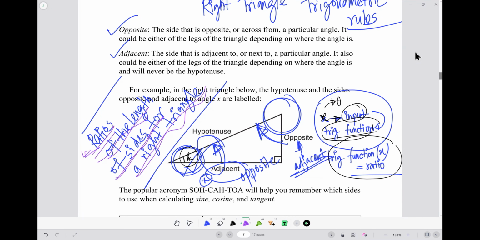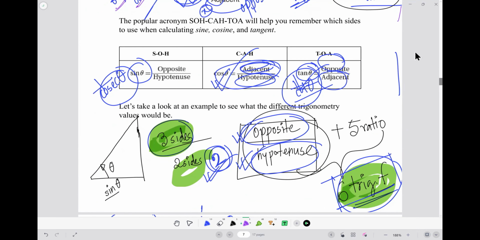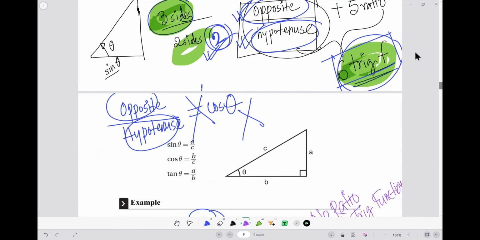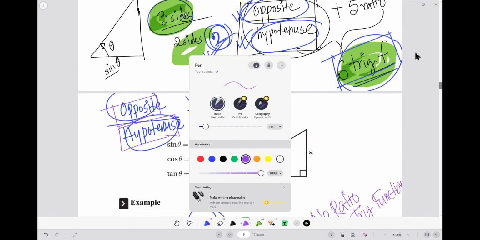This is a trigonometric function. For a given trigonometric function, the ratio is identical. The opposite side divided by the hypotenuse side gives us the sine function. And you cannot write, for example, that the opposite side divided by the hypotenuse side is equal to the cosine function. No, you cannot write that.